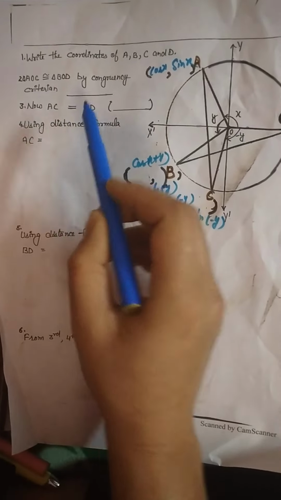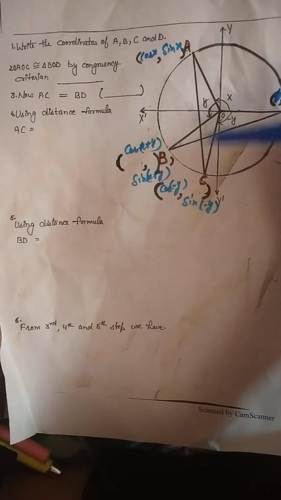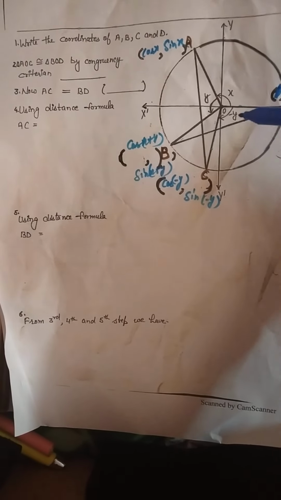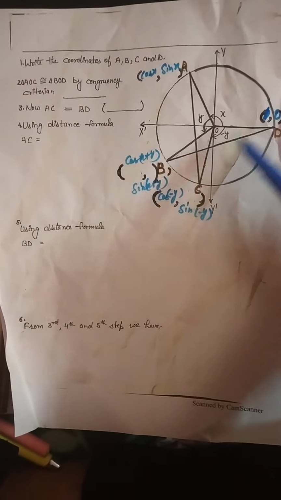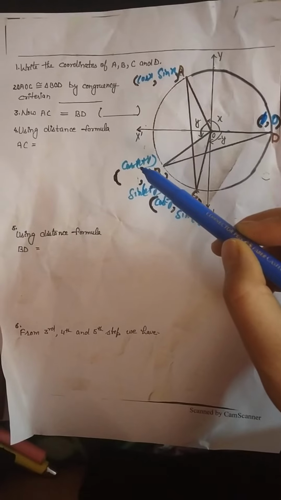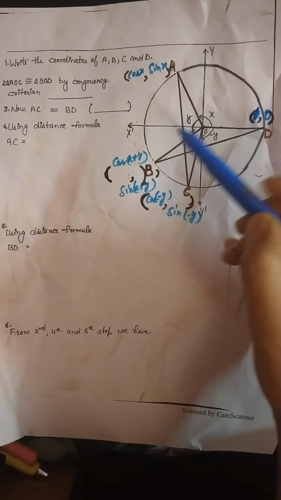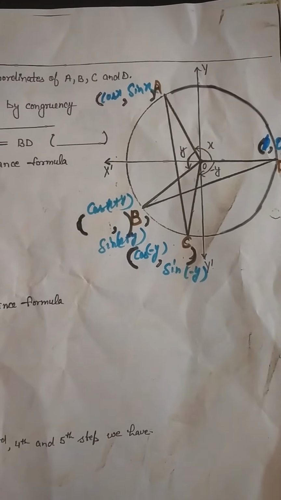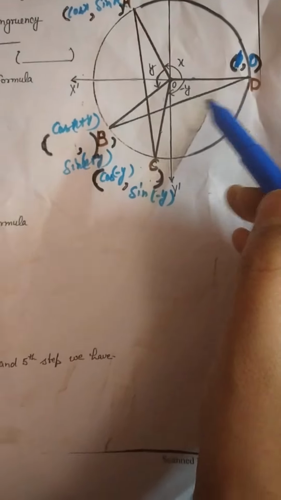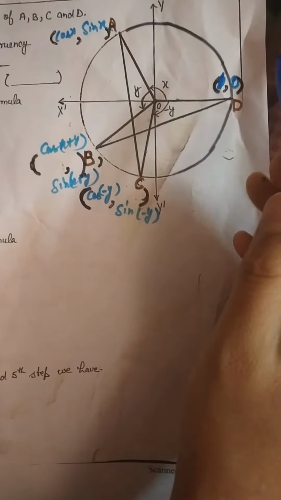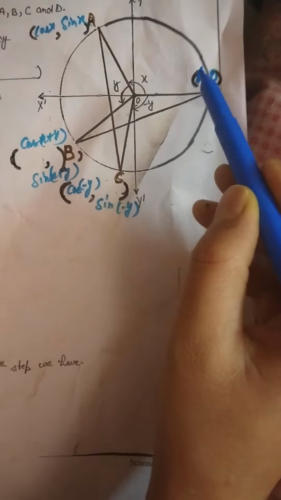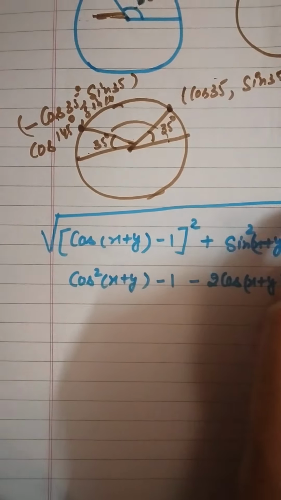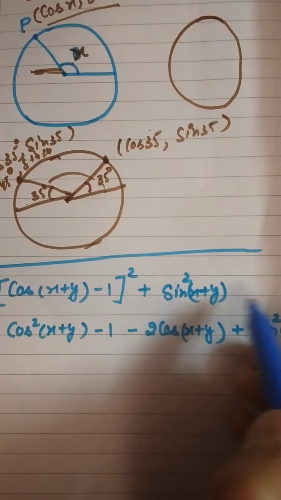AC equals BD. See, if you apply the distance formula here, what do you have? Cos x, sine x, cos minus y, sine minus y. And if you apply the distance formula in BD, what will you get? Only cos of x plus y and sine of x plus y. So here we had a combination of angles, and here we had the simple angles. While applying the distance formula on BD, you'll get this minus 1 whole square and this minus 0 whole square. This is x1 minus x2 whole square, y1 minus y2 whole square, root. So you would have got cos of x plus y minus 1 whole square and sine of x plus y minus 0 whole square.